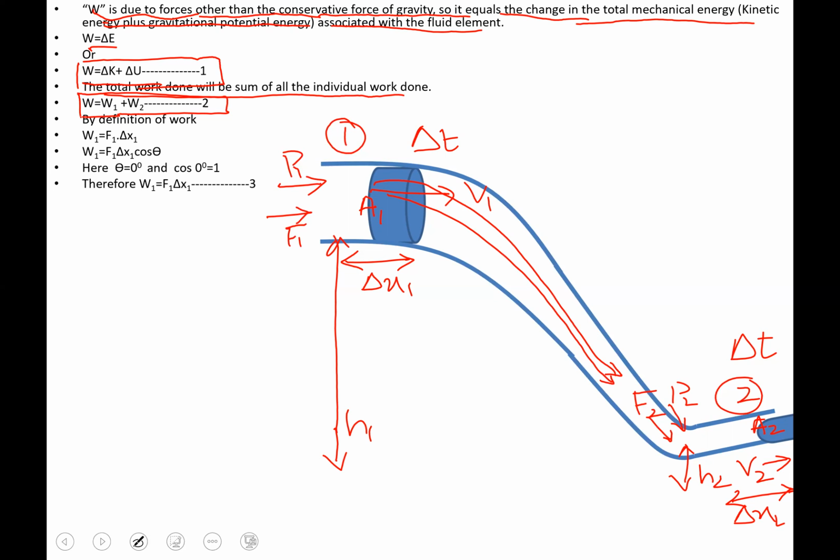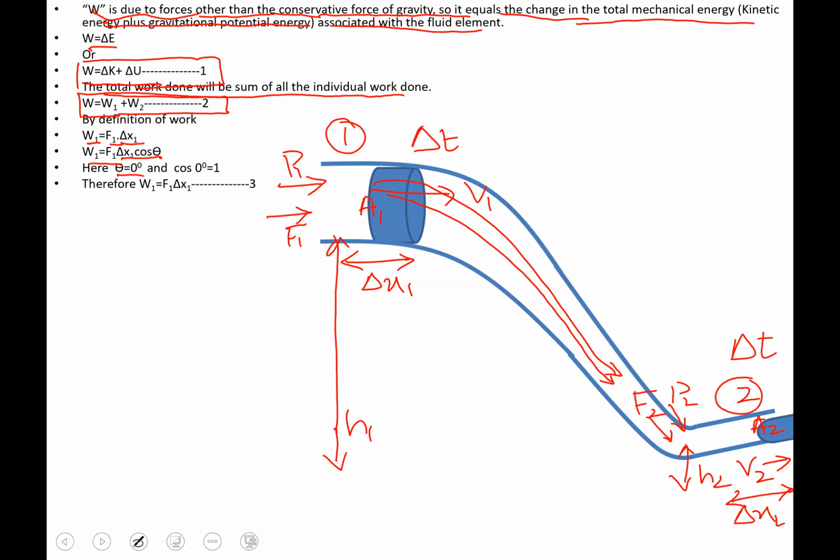Now, how can we define work? By the definition of work, we know that it is force times displacement. In this case, we are only taking the work done on the upper level of the pipe, that is W1, and it is equal to force F1 times delta x1. The force and displacement are both in the same direction, which is why W1 is equal to F1 times delta x1 times cos theta. As we know the force and displacement are in the same direction, theta will be equal to 0.